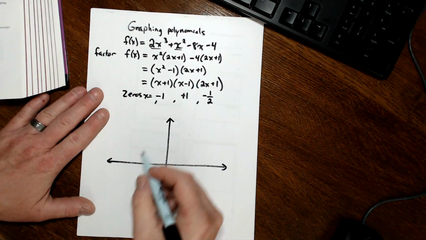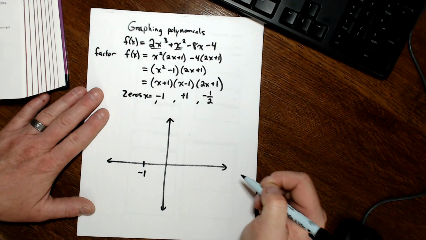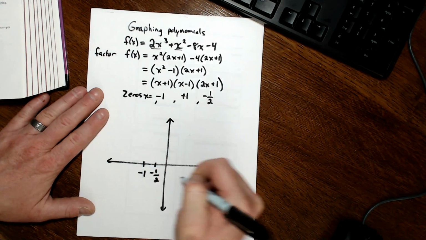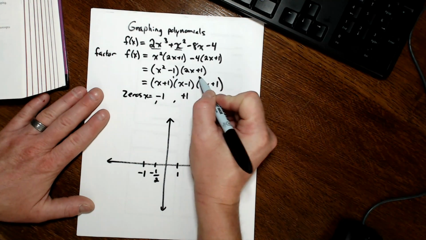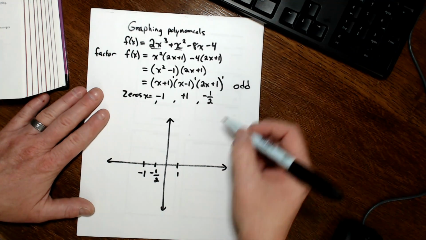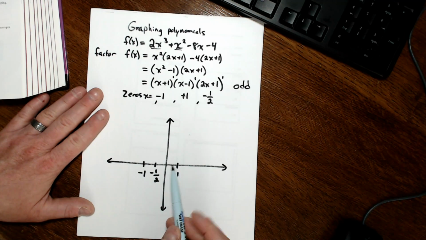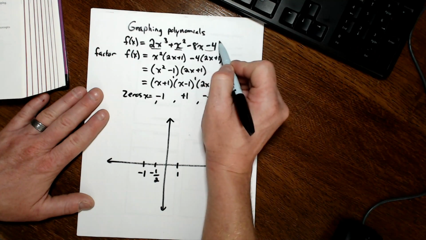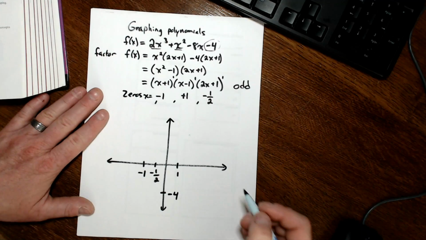I'm going to have a 0 at minus 1. I'm going to have a 0 at minus 1/2. And I'm going to have a 0 at 1. All of these are of odd multiplicity. That means it's going to go through the graph here, here, and here. I also know where it's going to cross the y-axis. I have my y-intercept of minus 4, so I can indicate that as well.